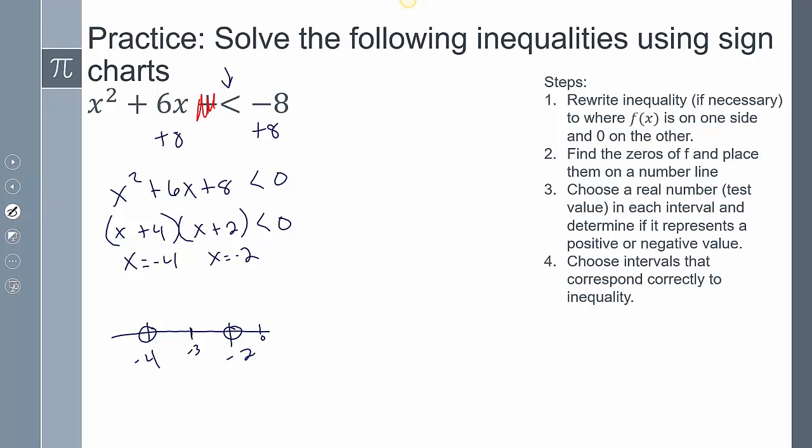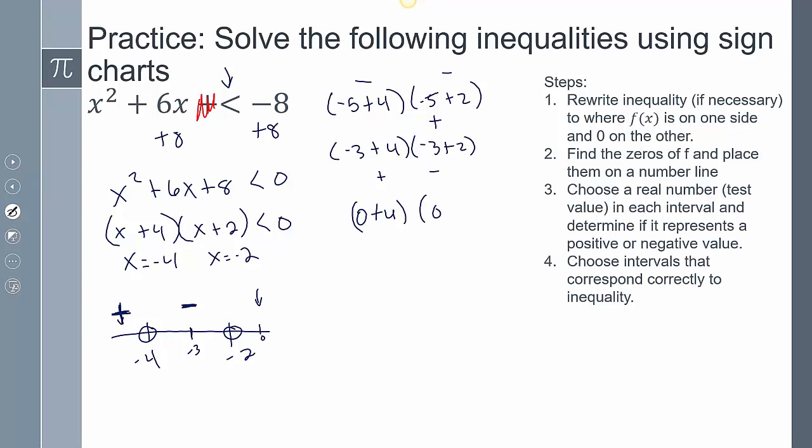So now step 3, choosing a real number in each interval and determining if it represents a positive or negative value. So choosing a number like in this region, like negative 5. So if I plug in negative 5, I'm going to get a negative and a negative, which is a positive. And so this region represents a positive. Choosing a value in between, like negative 3, I can do negative 3 plus 4, negative 3 plus 2. So that's going to be a positive and a negative, and so this is going to give me a negative. And then choosing a value over here like 0, and so I'm going to get 0 plus 4 and 0 plus 2. So I'm going to get a positive and a positive, which is going to be a positive.